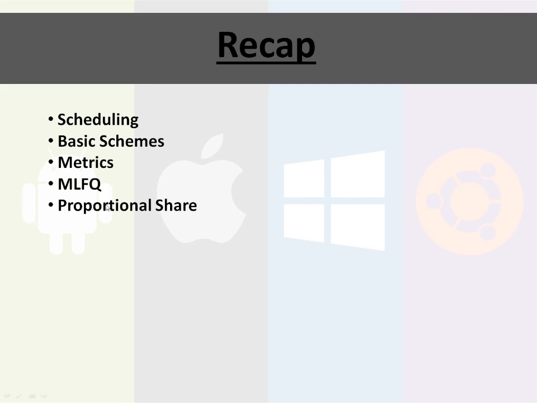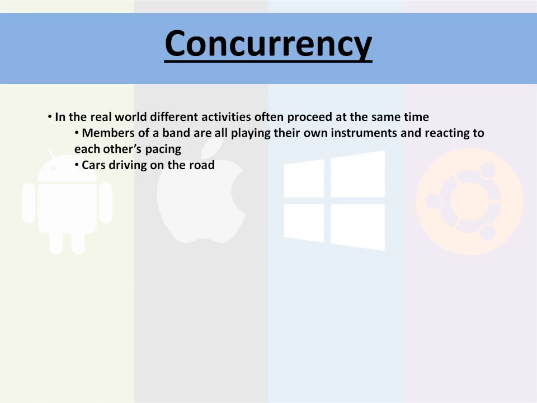And then afterwards we tackled some more advanced scheduling strategies. The first being a multi-level feedback queue, or MLFQ. And lastly, there's also proportional share strategies like the lottery method as well. So that was last week, but like I said, for this week we're looking at concurrency.